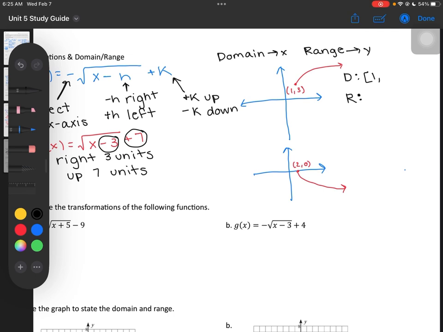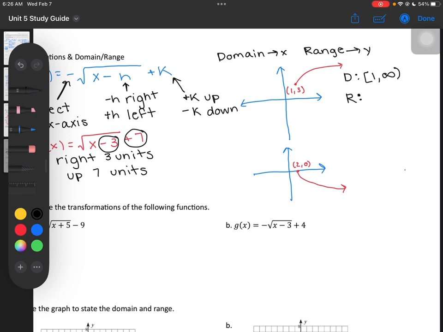And then I look to the right of the x coordinate of 1, and I see that there's an arrow pointing to the right. So it's going to go on forever and ever. So my domain would be 1 to infinity. We do have to remember that every time we have an infinity sign, we put a parenthesis next to it, not a bracket.